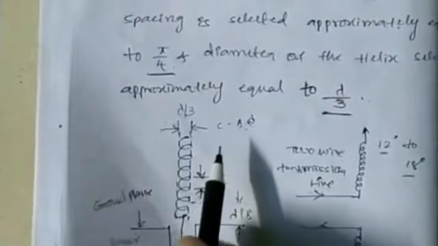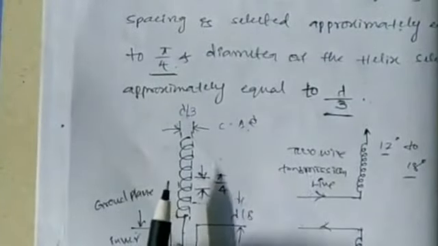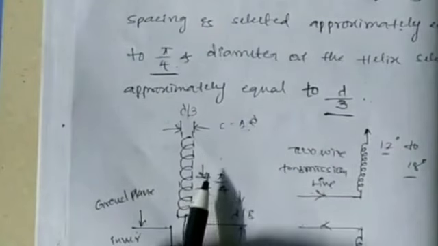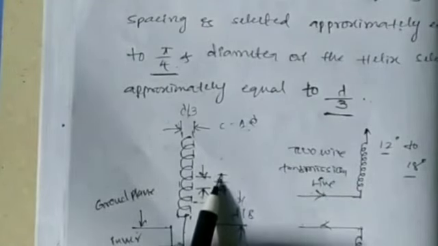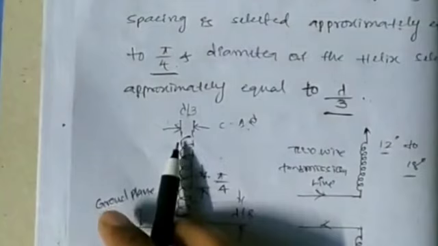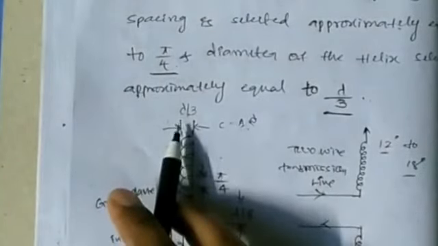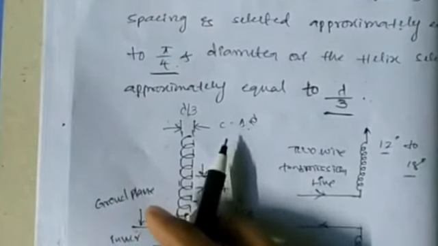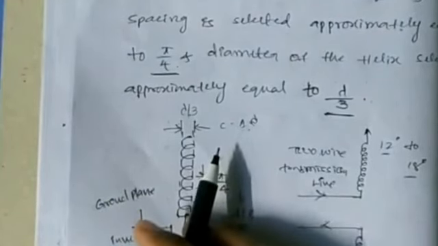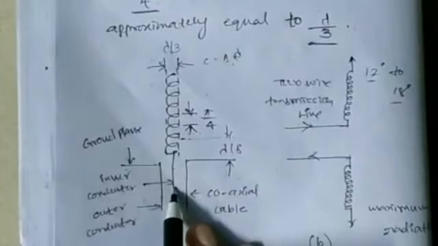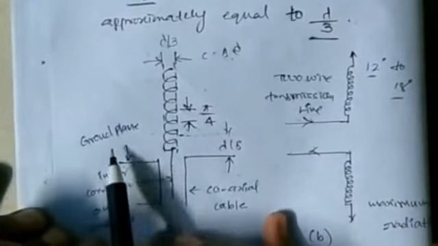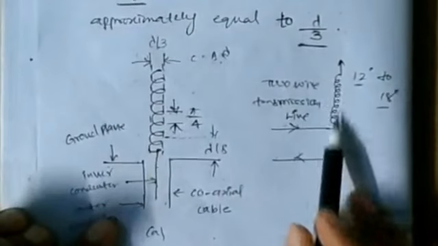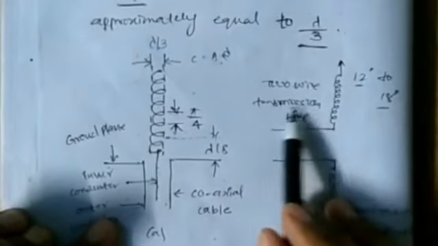To achieve the axial mode of radiation, we have some considerations. The spacing between the two turns is approximately equal to lambda by 4, the diameter of the helix is lambda by 3, and the circumference of the helix is in terms of one wavelength. Then only can the axial mode of radiation exist here. Now this one is the helical antenna. One end is connected to the inner conductor of the coaxial cable and the other is connected to the ground plane. And here this one is the helical antenna with a two-wire transmission line.